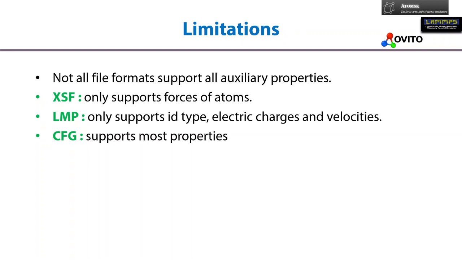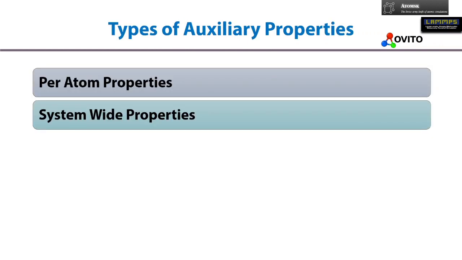kinds of auxiliary properties. For example, the XSF file only supports the forces of atoms. The LMP file format, which we would be using for our LAMMPS simulations, only supports ID type, electric charges and velocities. And finally, the CFG file format supports most of the properties.